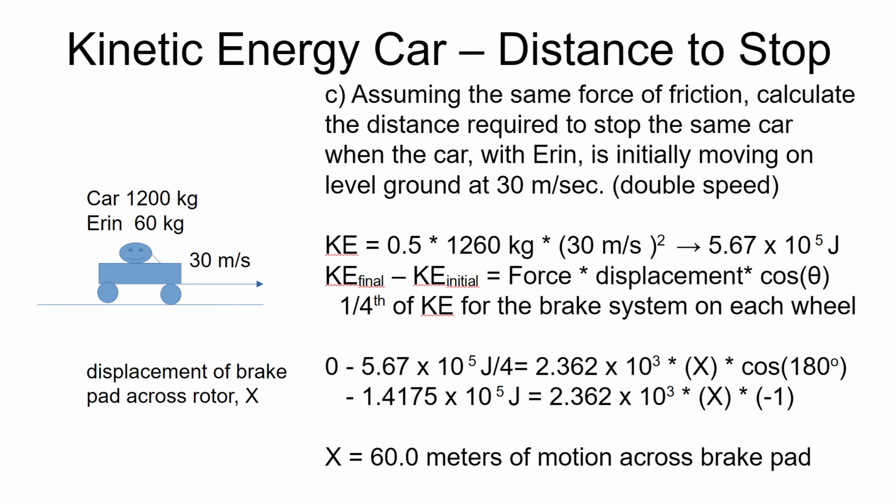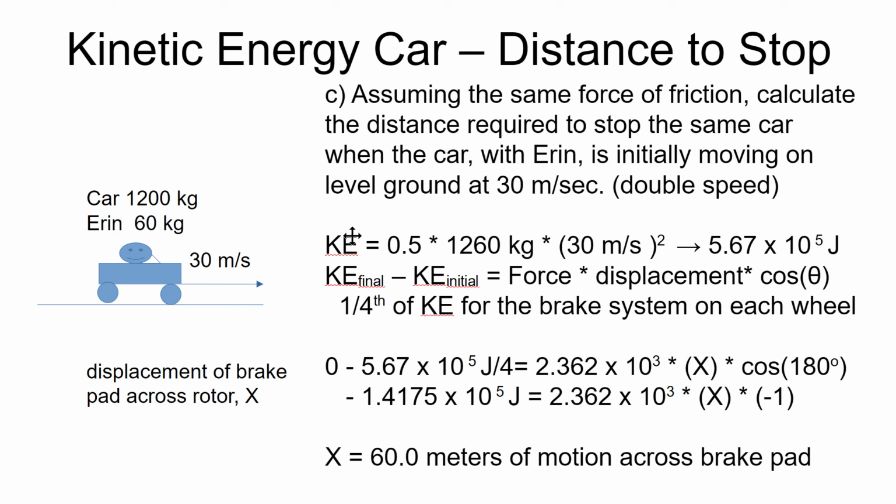Okay, let's say we have the same force of friction. Our hydraulic system is working the same, but now the speed of the car has doubled. We're at 30 meters per second. We want to stop the same car that's moving at 30 meters per second. How much distance should we allow?